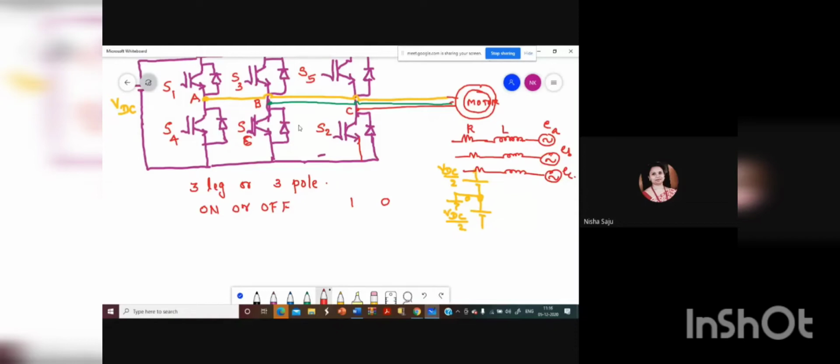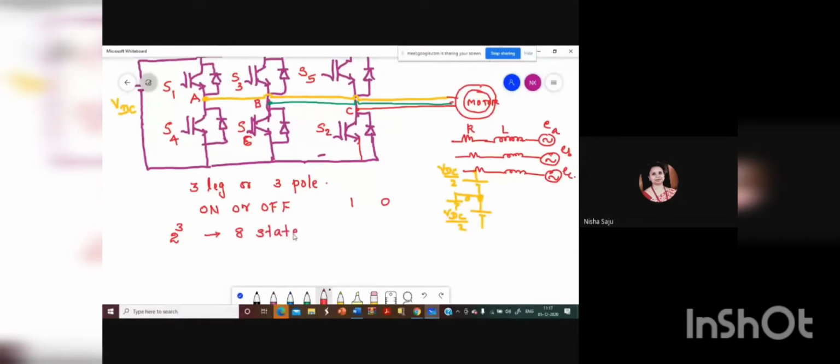Each will be having either 1 or 0 state. Okay, 2 state is possible. Either it can be 1 or 0. Then since you are having 3 poles or 3 legs, you can have 2 raised to 3 combinations possible. So 2 raised to 3 combinations means 8 states can be possible. So this is the most important one. 8 states can be possible.